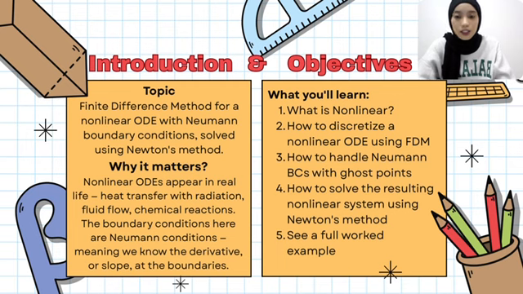Today, we have 5 distinct goals. First, we will define what makes an equation nonlinear. Second, we will show you how to discretize a nonlinear ODE using finite differences. Third, we will address a common hurdle, handling Neumann boundaries by introducing ghost points. Fourth, we will apply Newton's method to solve the final system. And last but not least, we will bring it all together with a fully worked mathematical example.